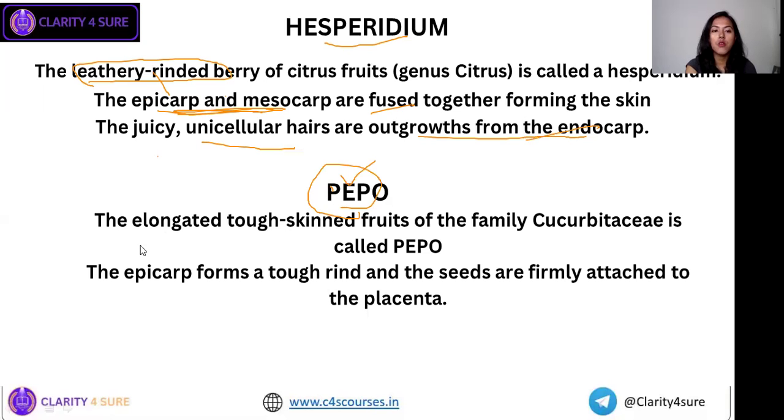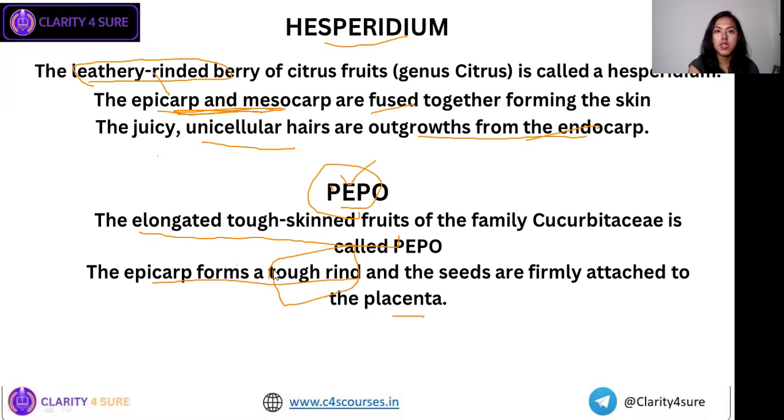You will see as we read along. The elongated, tough-skinned fruits of the cucurbitaceous family are pepo. Epicarp forms a tough rind, and the seeds are firmly attached to the placenta. So here you see it's not leathery, it's rind.